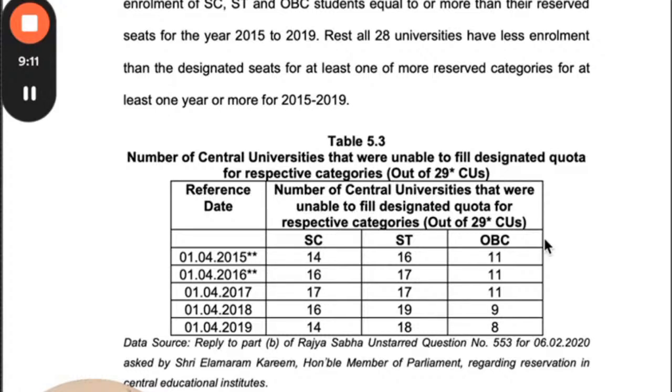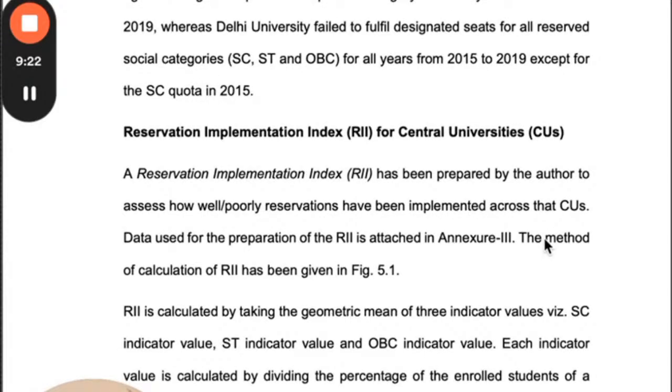So I'm going to explain this in a more detailed way using a concept, and the author here uses a brilliant technique called the Reservation Implementation Index. So he has brought in something called reservation implemented or not. I will explain this with a very simple example. For example, for SCs, the total reservation achieved is, let us assume, 13% in one of the central universities, while the mandated reservation is 15%. So what is the RII, the Reservation Implementation Index? It is 13 by 15, that is 0.867, which is less than 1.